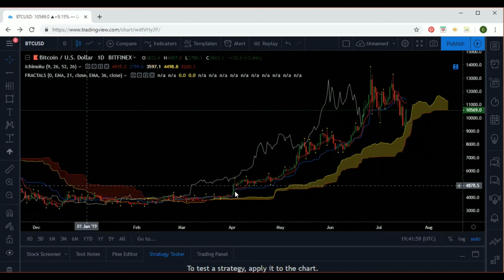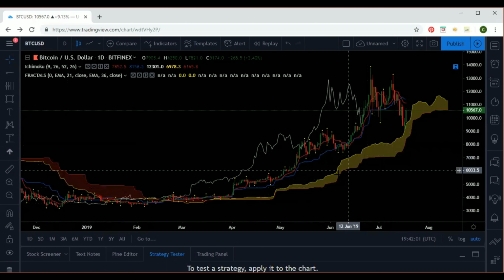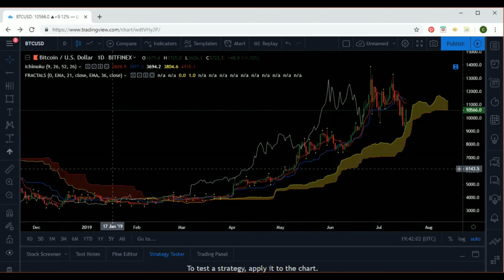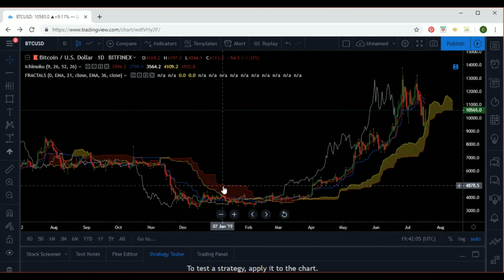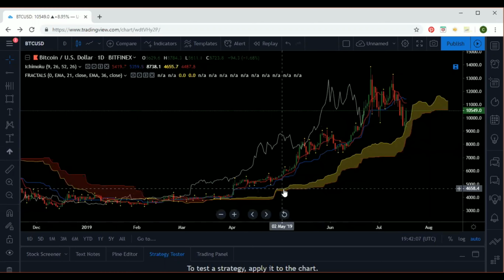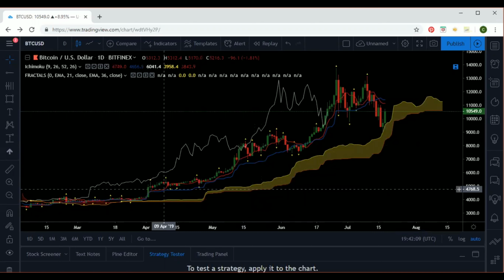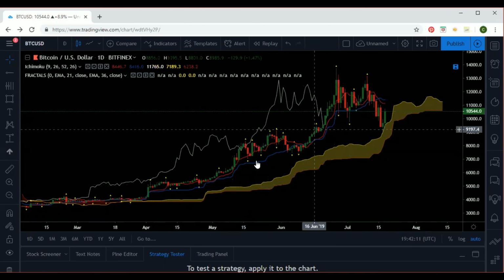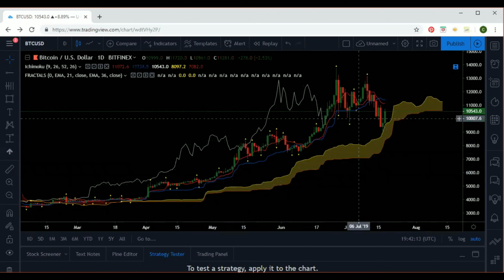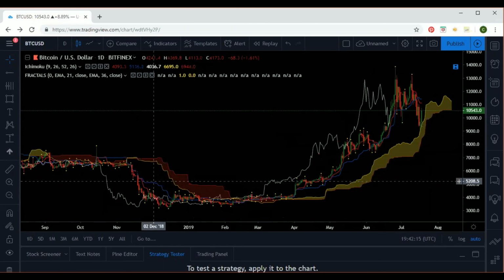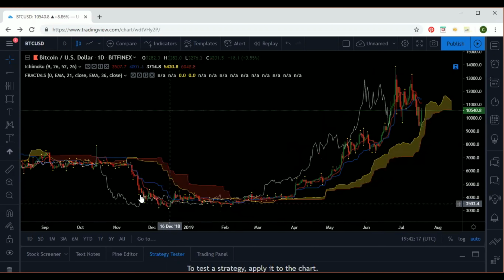You got a red one, you got a yellow one. So I changed the colors. Yellow is bullish, and the red one is bearish. So any time that you see price or candles above the cloud, it's considered bullish. All right. Anytime you see it below the cloud, it's considered bearish.